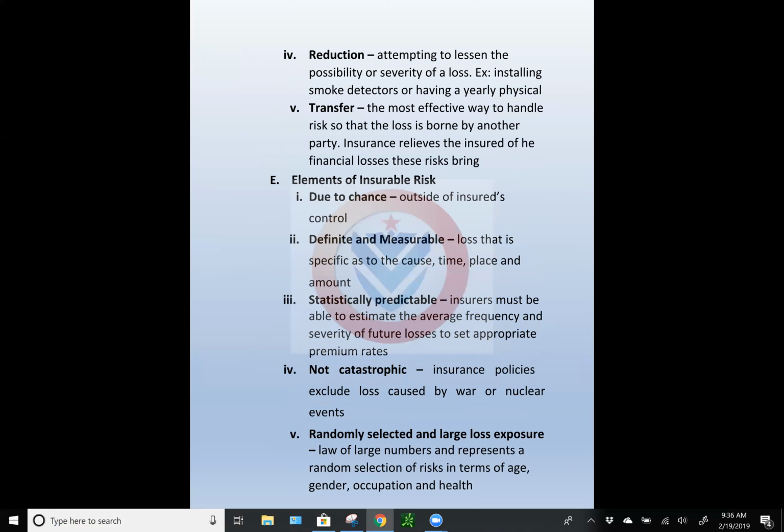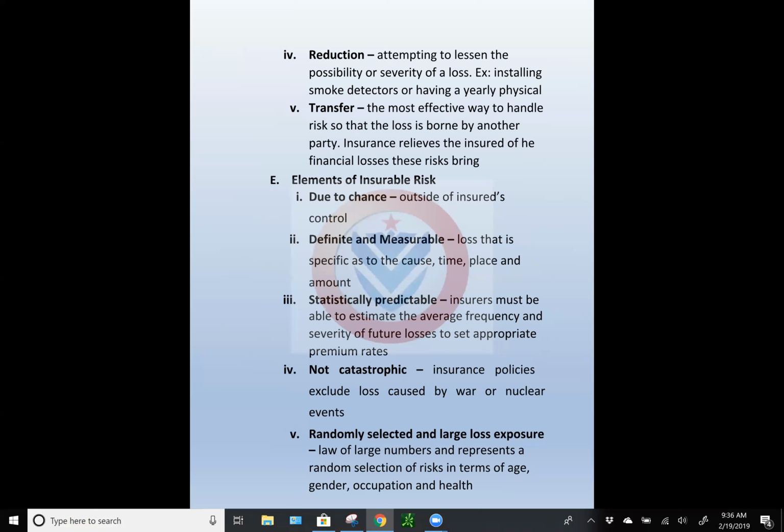Next way of handling risk is risk reduction, which is attempting to lessen the possibility or severity of a loss. For example, installing smoke detectors in your home, you're reducing the chance of your home burning down. Or having a yearly physical, when we talk about health insurance, you are reducing the chances of you being sick.